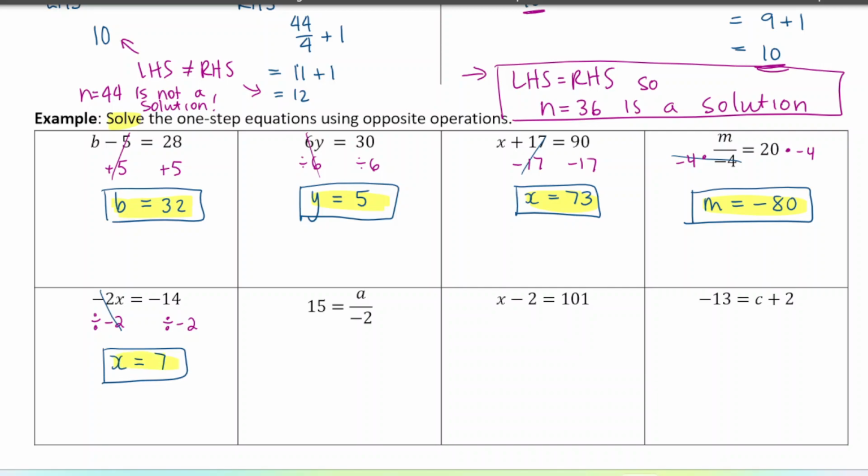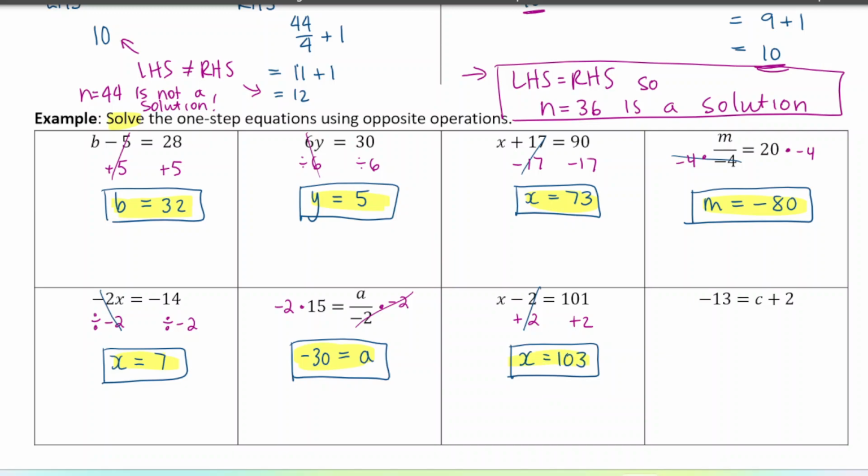Okay, and then on this one, we are going to multiply by negative 2 because the a is being divided by negative 2. This is the first one where the variable that we were solving for is on the other side. The equation is flipped around. It's the same process. You just want to work with the side of the equation that has the variable on it. Okay, here x is being subtracted by 2, so we're going to add 2. So we get 103.